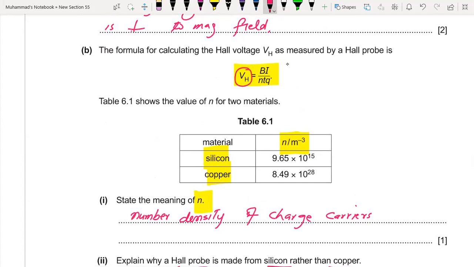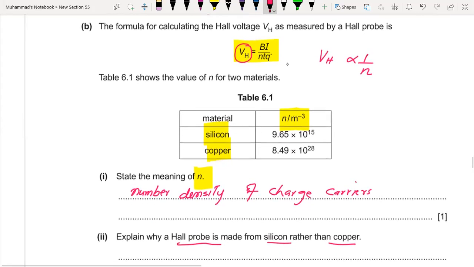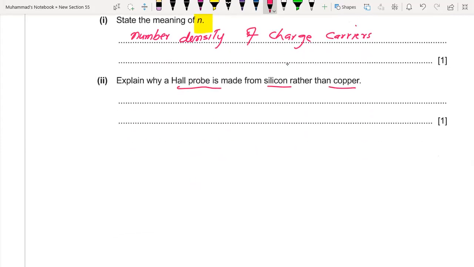You can easily see that Hall voltage is inversely proportional to n. In case of silicon, the n is much smaller than the n for the copper. So the Hall voltage in silicon will be more than the Hall voltage in copper. Smaller value of n, so greater Hall voltage.